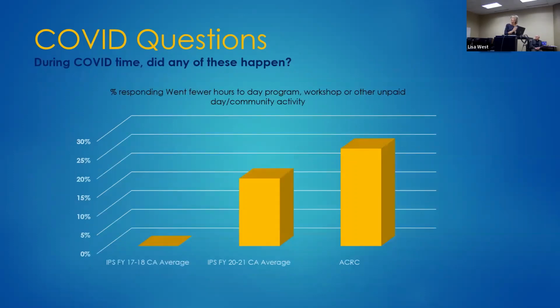During COVID time, did any of these happen? You're responding that maybe you went fewer hours to day program, workshop, or other unpaid day or community activity. So 26% of the respondents at Alta California Regional Center said, yes, that happened to me. Statewide, 18% responded yes. Our neighbors were pretty in line with the statewide average at 19%, and our large regional centers were 15 and 6%.